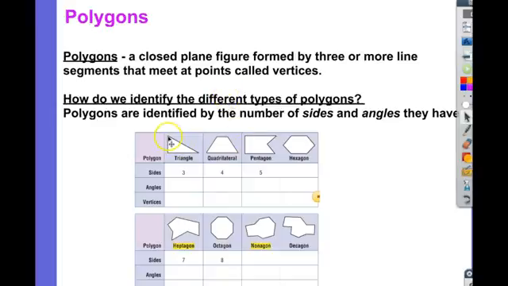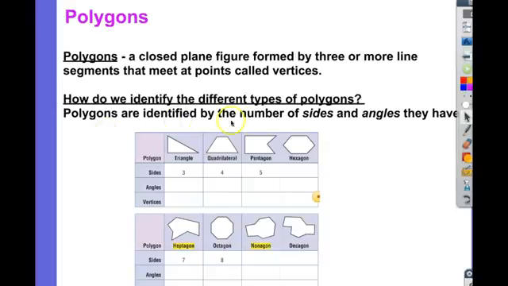All these polygons have vertices. So you see right here, this is where two lines meet. So that's a vertices. This is where two more lines meet. So that's a vertices, and so on and so forth. Each of these have vertices. Now, there are different types of polygons, so not all polygons are the same.